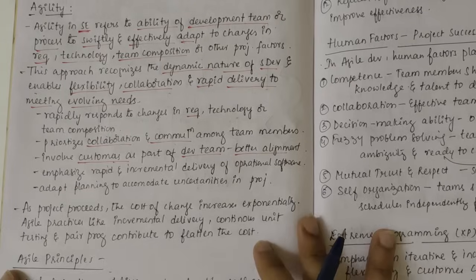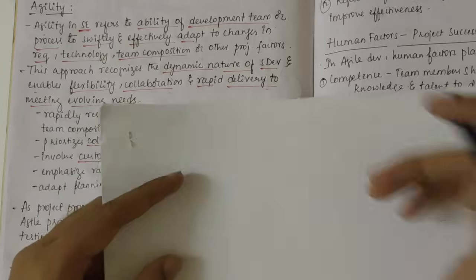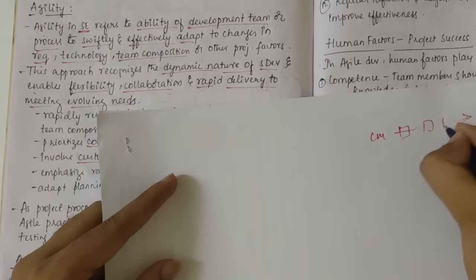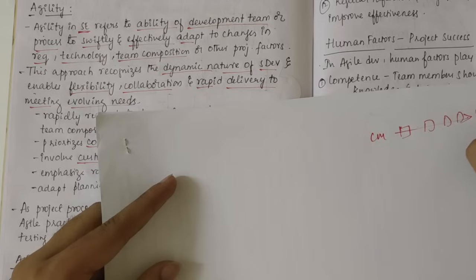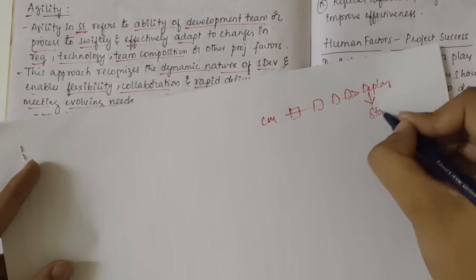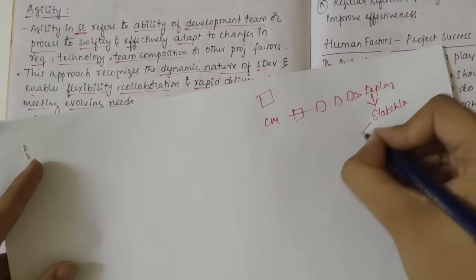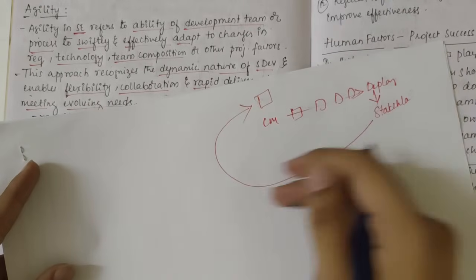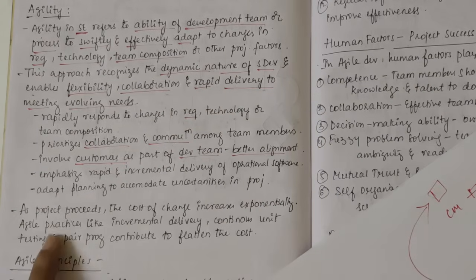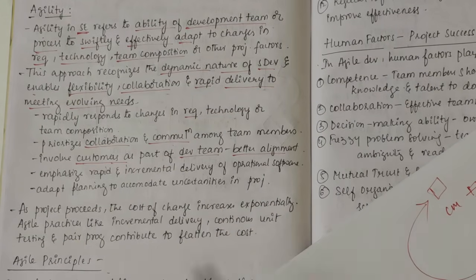As a project proceeds, the cost of change increases exponentially. Suppose you started from communication and then completed all the four stages and then reached the deployment stage. After the deployment stage, when the stakeholder reviews this process, he says, oh, it should have been red color instead of green color. So then you should get back and do the entire process again. But then, yeah, that's what. As the project proceeds, the cost of change increases exponentially.